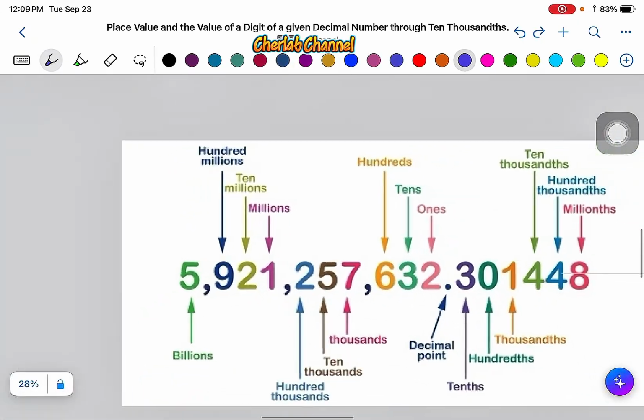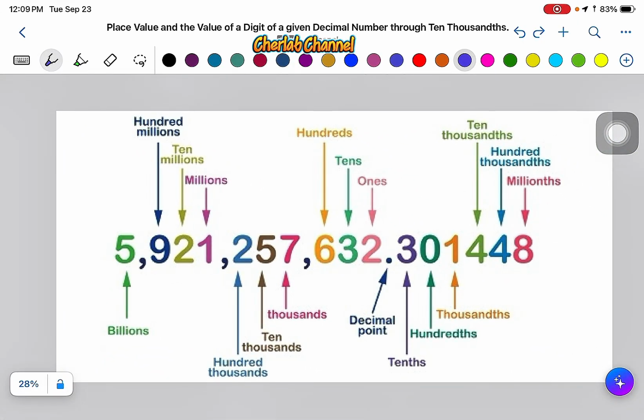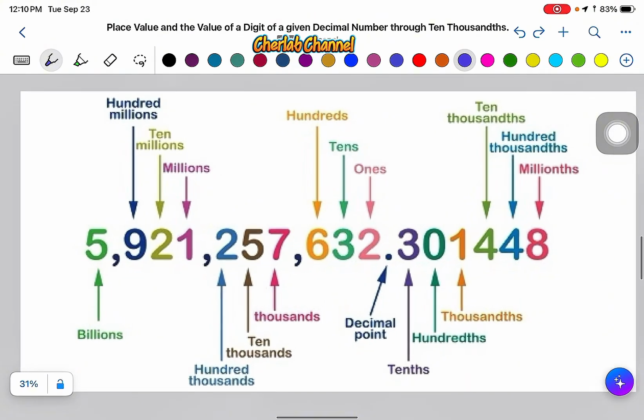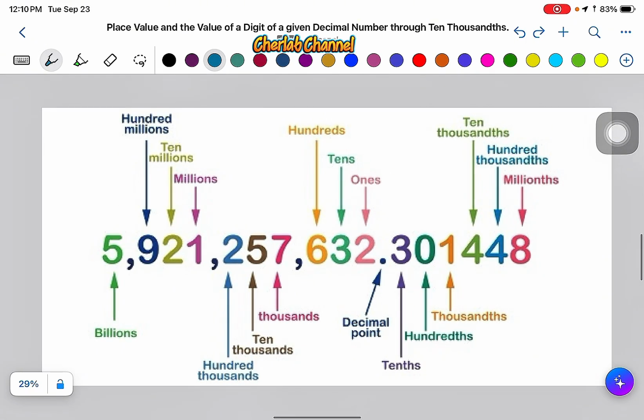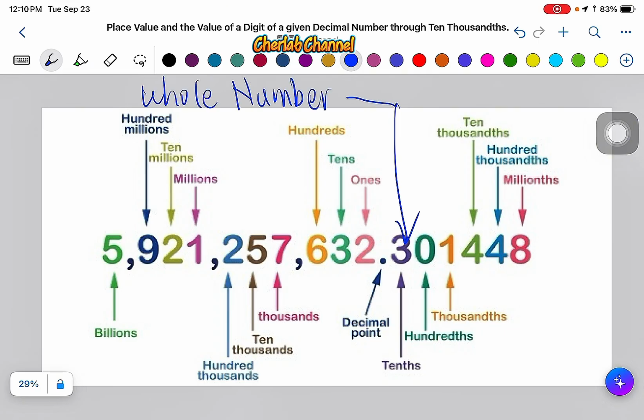Let's say we have these numbers: 5921 257 632 301448. So it seems to be a little complicated. Ma'am, masyado nang malaki o marami ang numbers. But if you would take a closer look, from the decimal point, yung tuldok, are the whole numbers, meaning buong bilang. Walang tuldok. Walang 0.1, 2.0, 2.3. Whole number means buo.